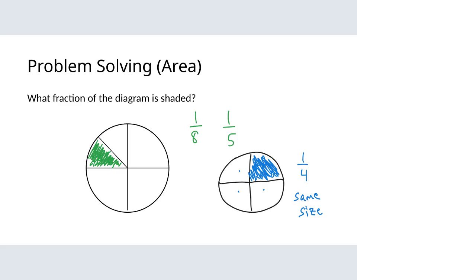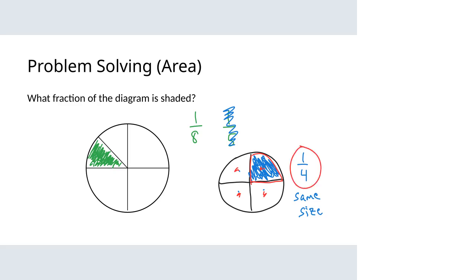I could look at this picture and say there's 1, 2, 3, 4, 5 pieces. One of those 5 pieces is shaded, so it's 1/5. Seems like a reasonable answer. The trouble is that not all the pieces are the same size, so we're not going to go with 1/5. Instead, we're going to think of it in the other direction and say, over here in our blue one, how many of these would it take to fill up the whole circle? And it would take 1, 2, 3, 4 of those to fill up the whole circle, so it's 1/4.